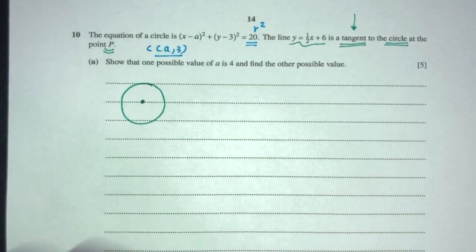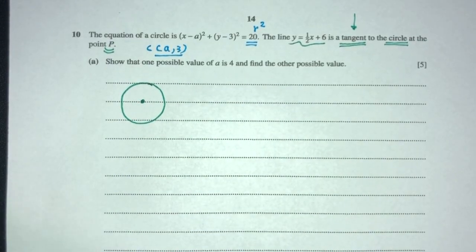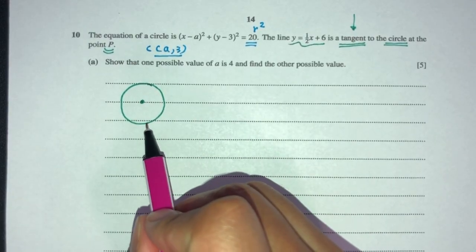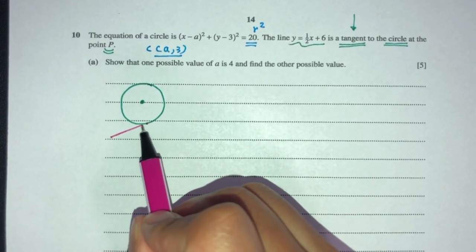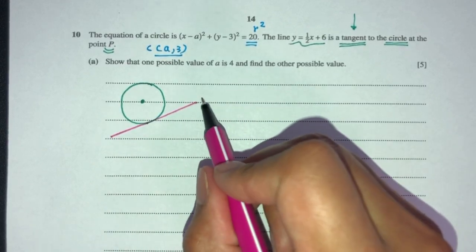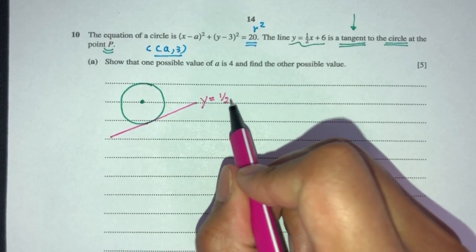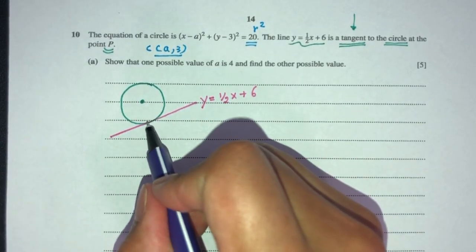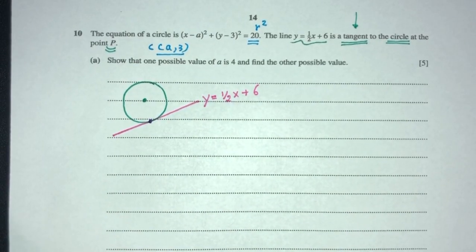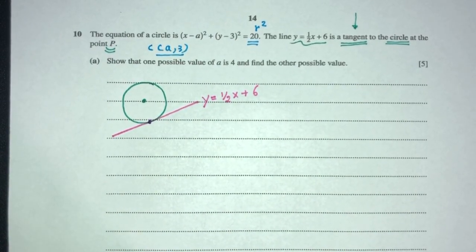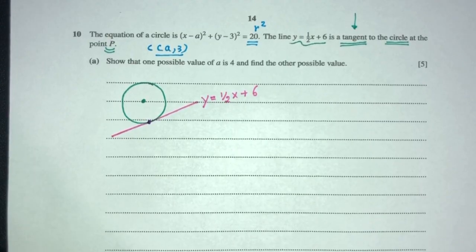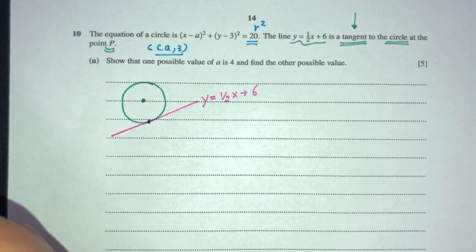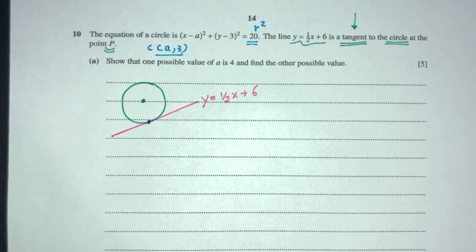This is the center of my circle, right? And then let's pretend I have a tangent over here passing through this point. This is y equals half x plus 6. This is the point in question. Now, usually, what does it really mean? If my line is a tangent to the circle, it just means that the line and the circle only meet at exactly one point. They have only one solution, only one point of intersection.